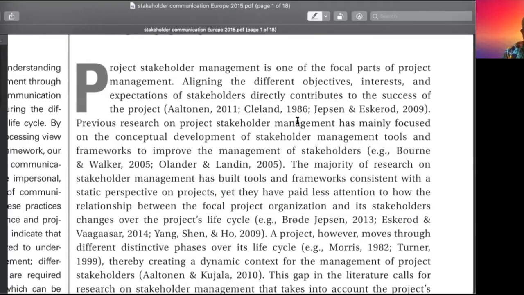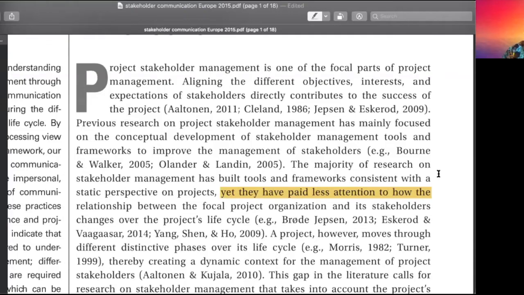The gap I want to try and highlight is that a number of works on project stakeholder management have just proposed tools and frameworks which usually look at the static perspective on projects. They just see projects as one particular activity. They don't look at projects from the focal point of the organization and the stakeholders changing over time. It means that a project has a life cycle.